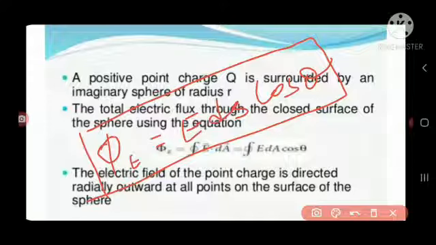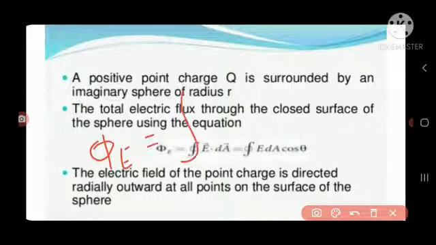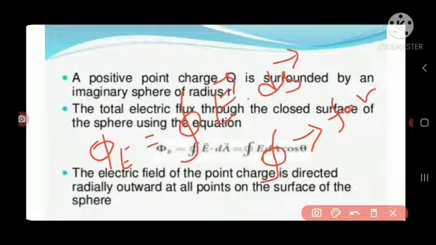So when we consider a closed surface, then phi E would be equal to the integral of E dot ds. In this case, the integral is taken over the closed surface.